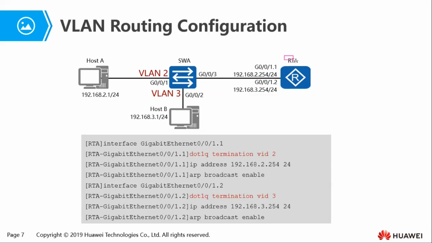So in RTA, we can tell we are in RTA through this particular prompt. How we create a sub-interface is by simply typing the keyword interface, the name of the interface, the number of the interface. Then we add a dot, so dot 1. So that is how we create a sub-interface.